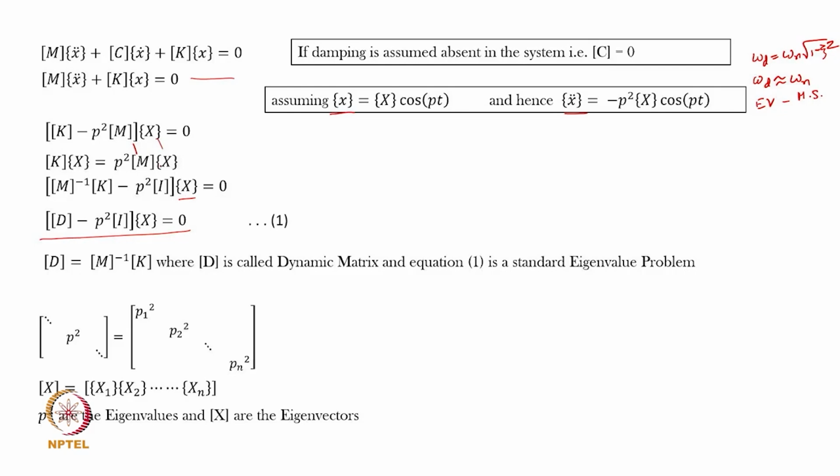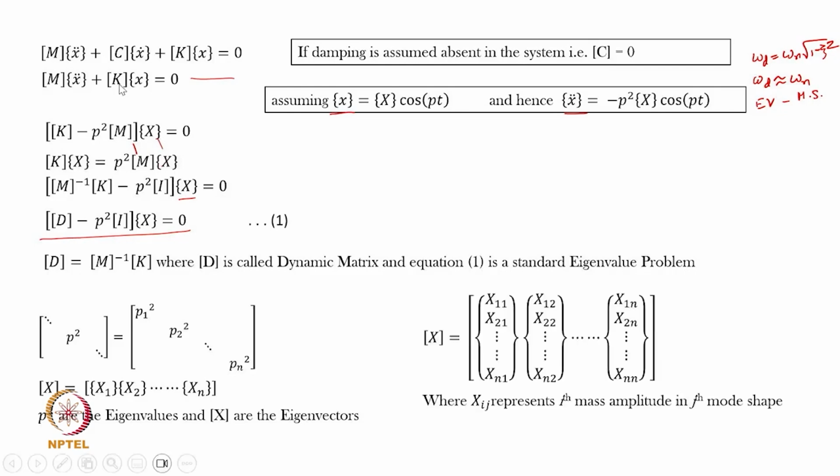This capital X, what you see here, is a matrix containing all the eigenvectors. Now, each eigenvector corresponds to a particular natural frequency. The squared natural frequencies are your eigenvalues, arranged in the diagonal elements of this matrix, and the matrix of eigenvectors has individual eigenvectors corresponding to a given eigenvalue. So, for example, the first column represents the eigenvector or mode shape corresponding to the first natural frequency p1. The second column represents the mode shape or eigenvector corresponding to the second natural frequency, and so on. So, if you have n degrees of freedom, you will have n natural frequencies and n eigenvectors or n mode shapes of the system.